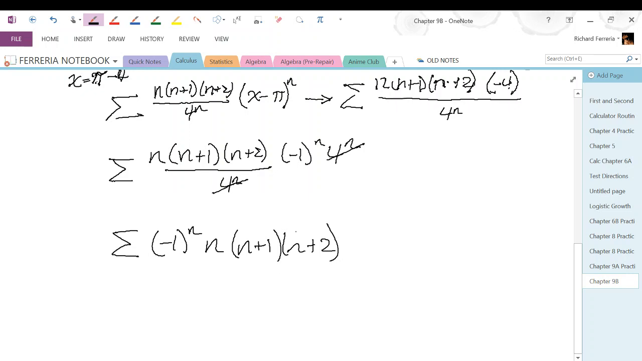But let's see. This is an alternating series, right? So if you see this is an alternating series, you're just going to go ahead and write alternating series because that signals to the reader that you know what you're looking for.